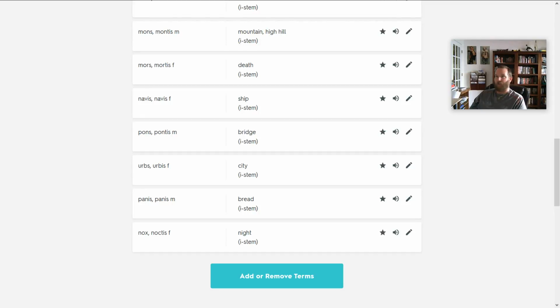They got ships built and they started becoming sailors and they tried to catch up to the Carthaginians. But for the longest time, the Roman navy was essentially non-existent because they didn't need one right there in Italy. So there's navis and a few words there. The next word is pons, pontis, masculine, meaning bridge. This is a good one.